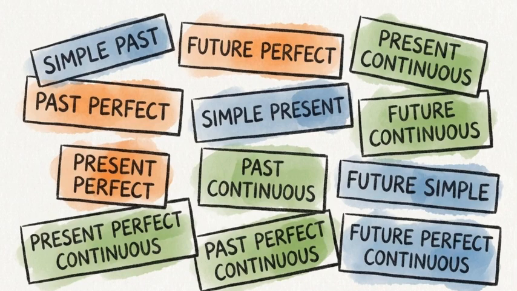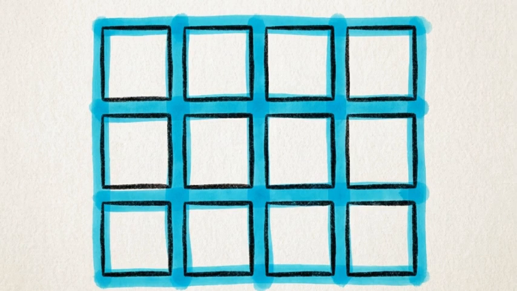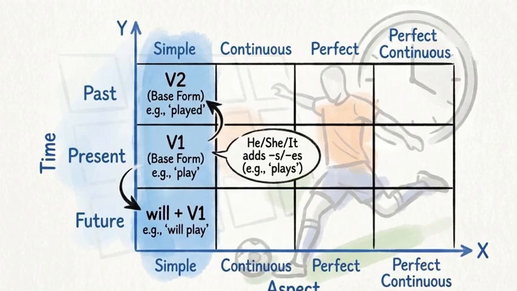English grammar requires you to know 12 different tenses. When these rules are presented as a simple list, they can feel disconnected and random. To see how they actually fit together, we can organize them into a 3x4 grid. We build this system by placing the 3 periods of time on the y-axis: past, present, and future. Across the x-axis, we place the 4 aspects of an action: simple, continuous, perfect, and perfect continuous.